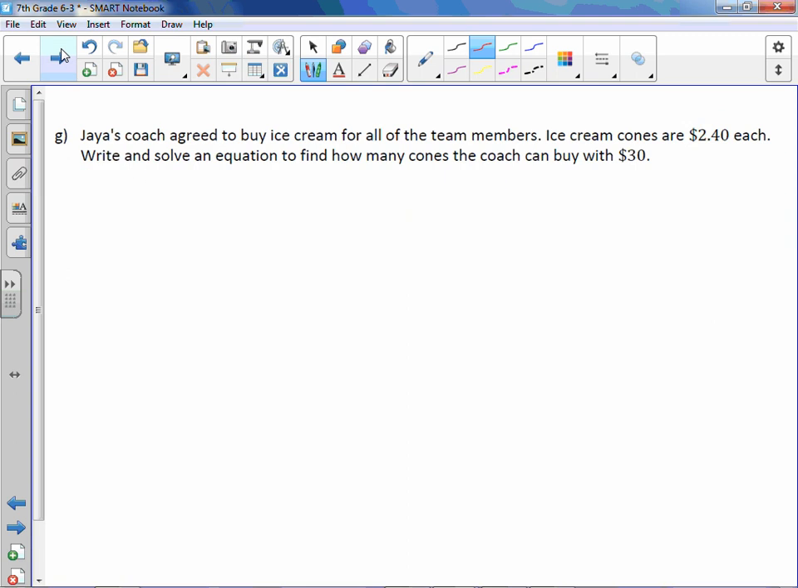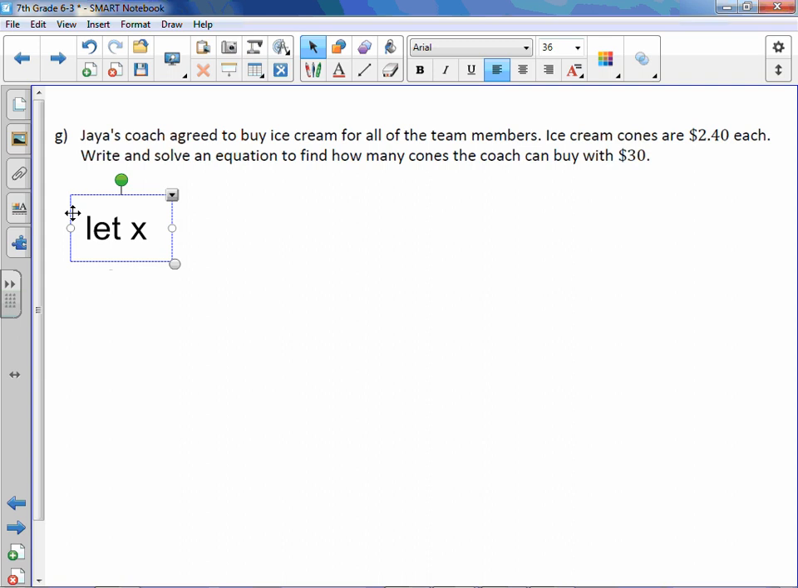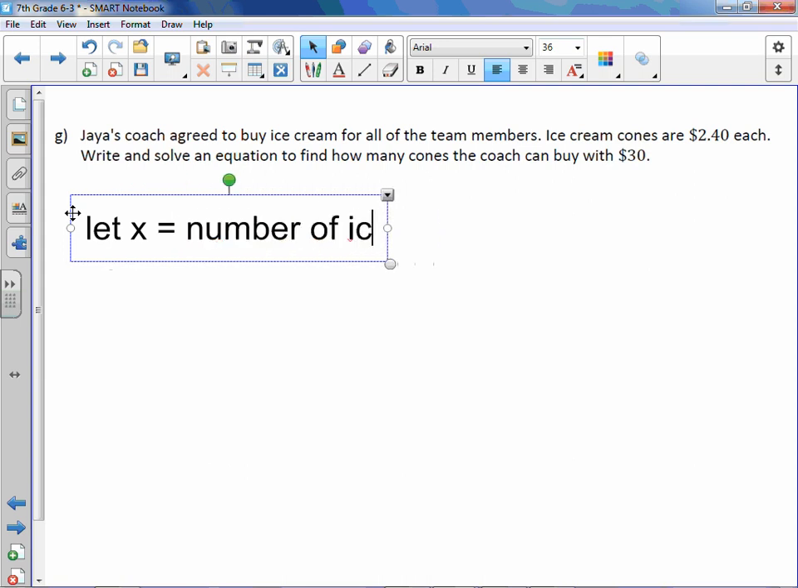Jay's coach agreed to buy ice cream for all of the team members. Ice cream cones are $2.40 each. Write and solve an equation to find how many cones the coach can buy with $30. Well, we need to write a let statement. In this case, we don't know how many cones are being purchased, so let x equal number of ice cream cones.